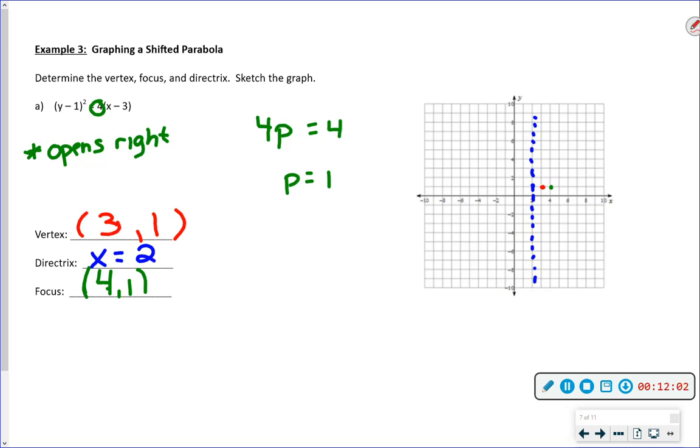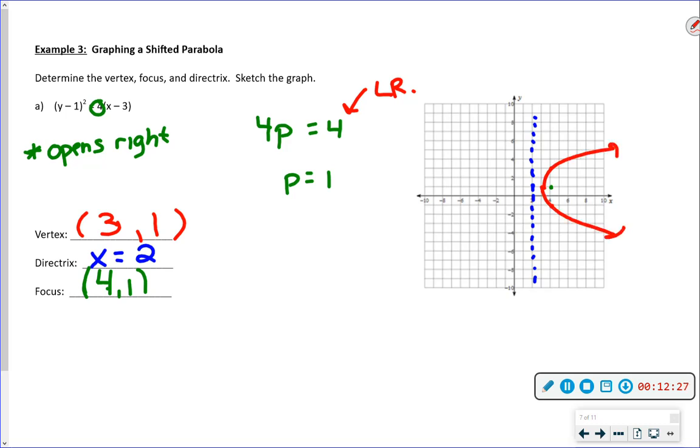Now, a nice, easy way to actually draw your parabola. From your focus point, which is my green one, the length of the latus rectum, it doesn't ask for us, remember, is 4p. I'm going to put L for latus rectum. So I need 4 total wide. So I'm going to go 2 up and 2 down from the focus, and then I can draw that parabola.